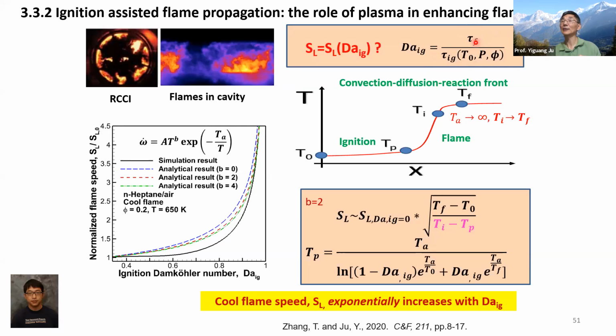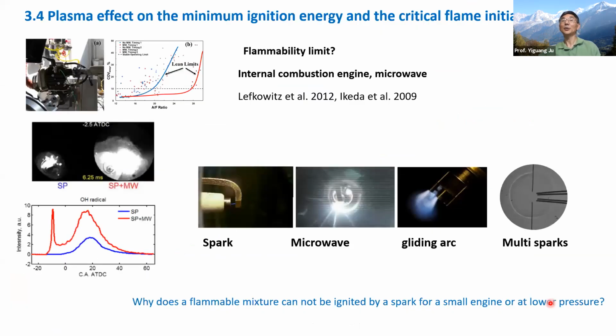In those conditions, plasma can dramatically enhance the flame speed when the flame is an ignition-assisted flame. That is happening in this kind of stabilized region. So that explains why people observe that the burning limit is enhanced and the flame speed is enhanced: it is due to plasma-enhanced ignition-assisted flame propagation. All right, so let's look at another phenomenon.